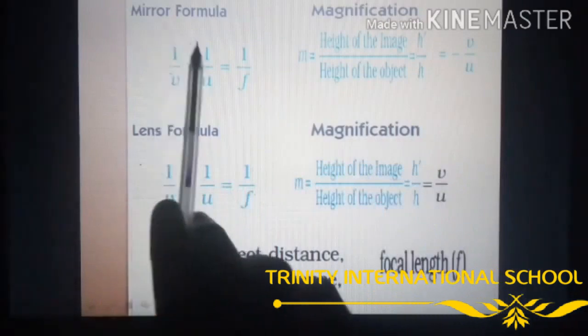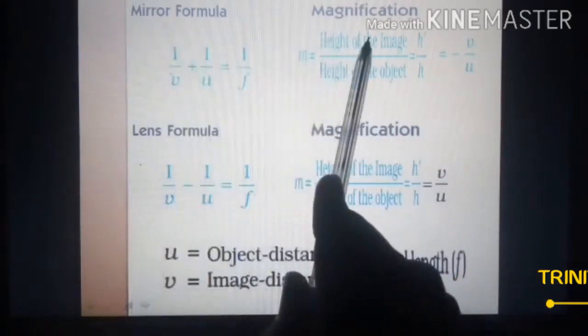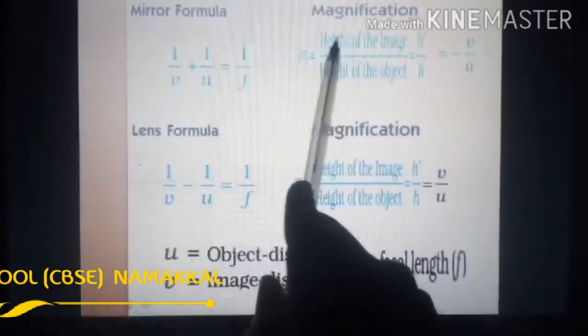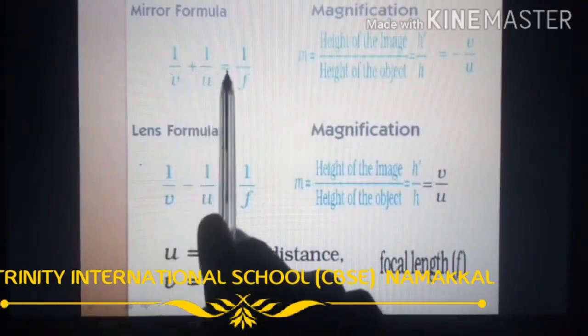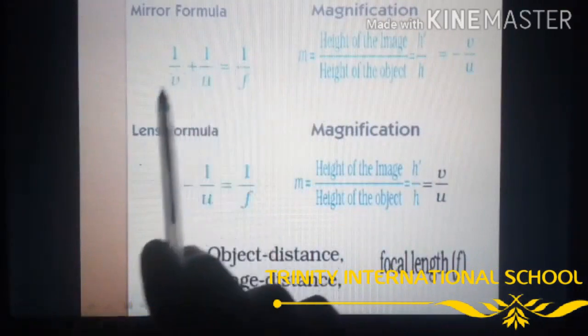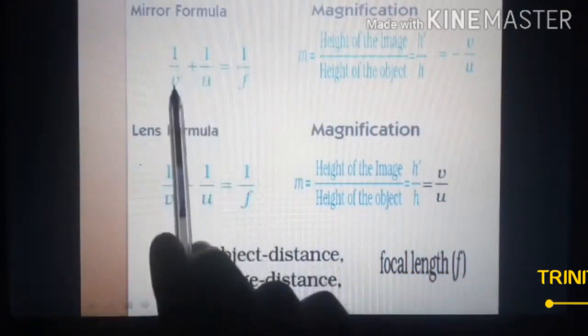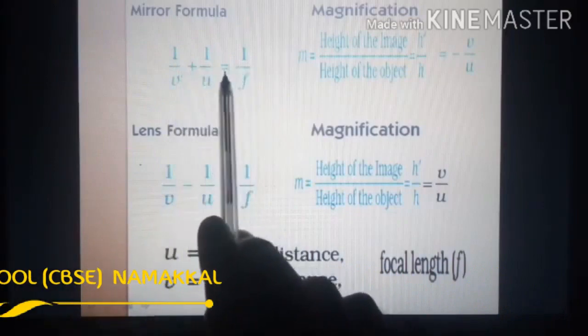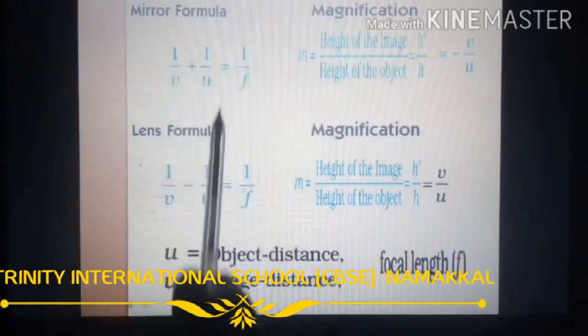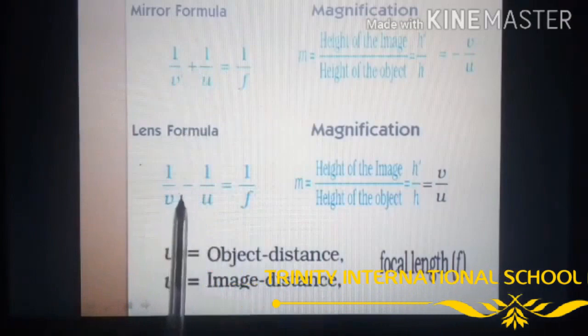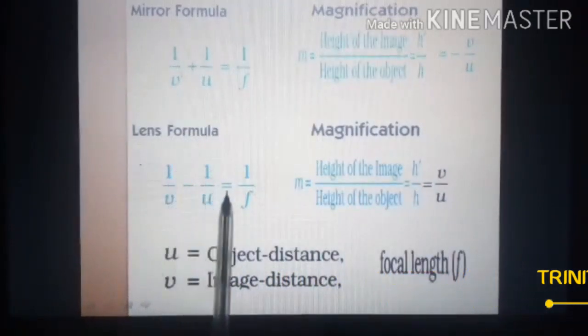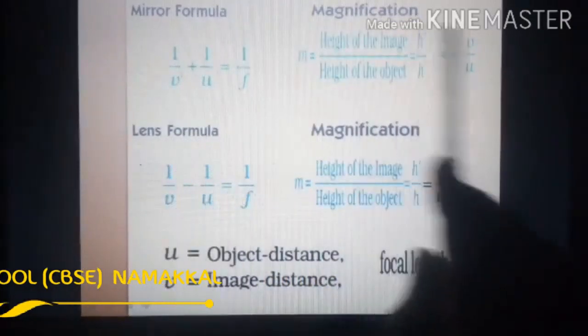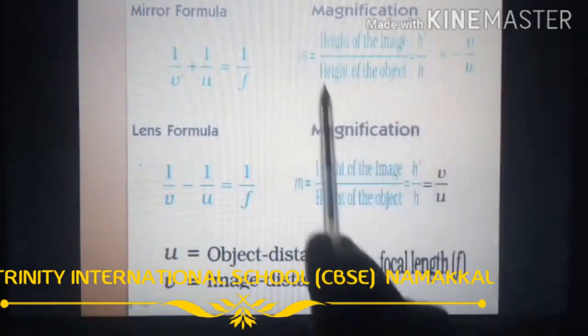For the mirror formula, we discussed in the first lesson, the first part, that it is 1 by v plus 1 by u equal to 1 by f. For a mirror, always take the v first: 1 by v plus 1 by u equal to 1 by f. For a lens, simply the same formula, replacing plus with minus. So 1 by v minus 1 by u equal to 1 by f. The magnification formula is similar, so this is common to both.